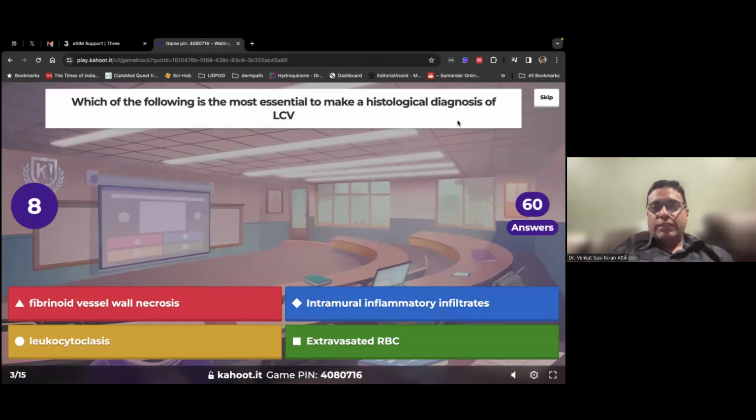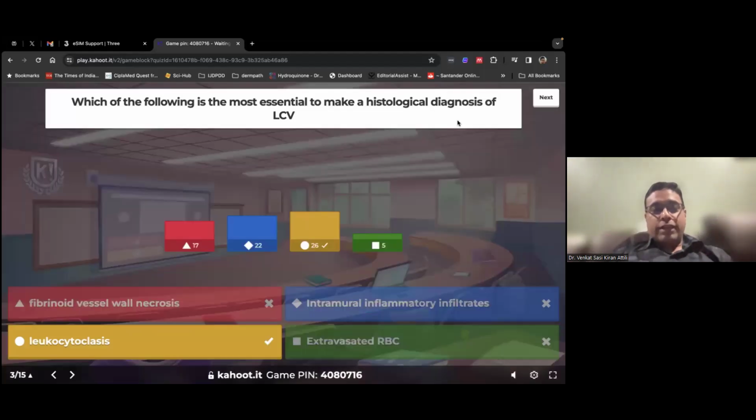We've got 9 more seconds, 60 answers so far, 61, excellent. 70 answers. The correct answer is leukocytoclasis, as with the previous question. If you want to make a diagnosis of leukocytoclastic vasculitis, leukocytoclasis has to be present. As I explained, in early cases, fibrinoid vessel wall necrosis may be absent. But leukocytoclasis has to be present, and that's one of the early features you see, a lot of neutrophils and leukocytoclasis in cases of leukocytoclastic vasculitis.